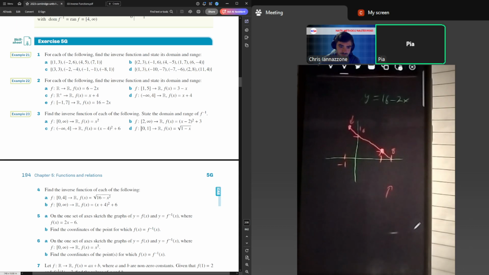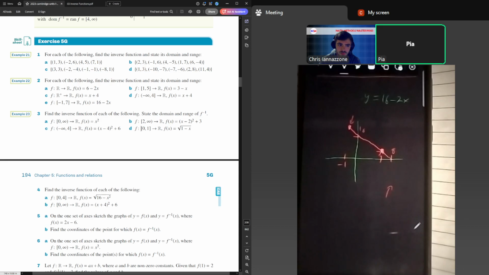Would the highest y be 18? Yeah, highest y would be 18. That would give you the upper bound of the domain once you flip it to inverses. Just need that lower bound now.